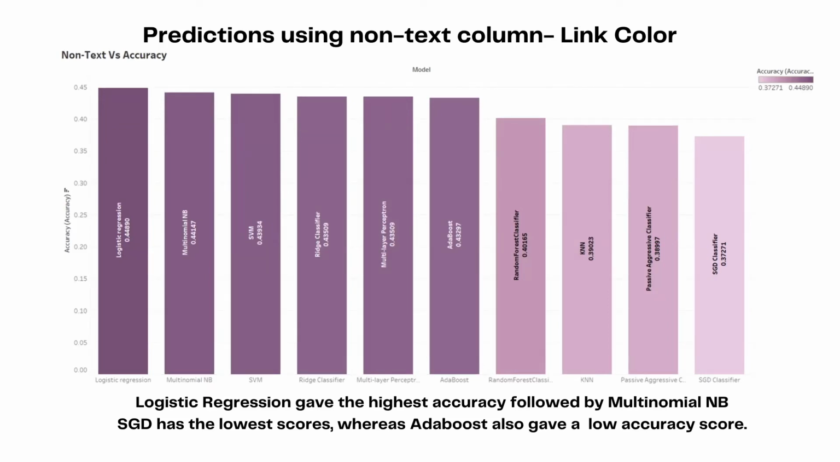If we see the accuracy scores that we are getting, it's actually not very high. It's somewhere between 35 and 45. Logistic regression is giving us the highest accuracy score, whereas SGD classifier is giving the lowest score. We also tried to use AdaBoost to see if that boosts the accuracy score, but maybe because of the presence of noisy data, AdaBoost is actually giving quite a low score.